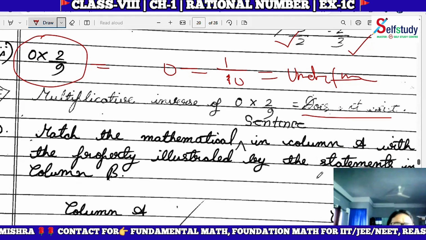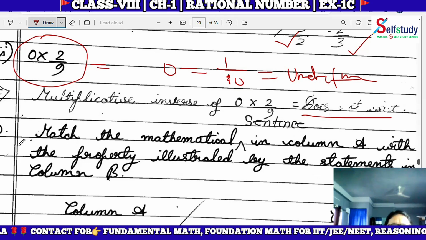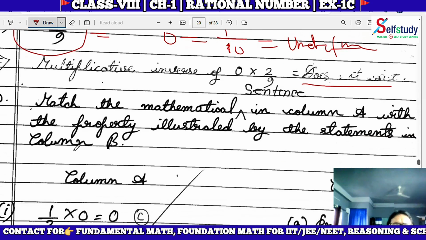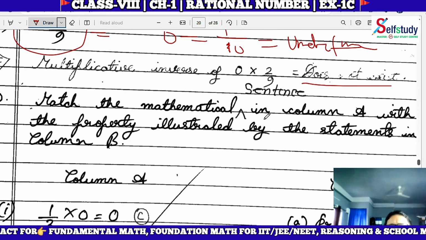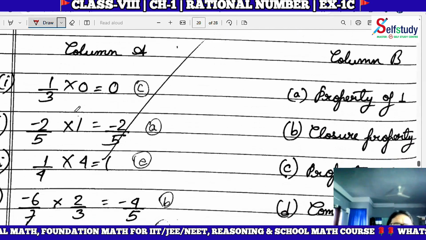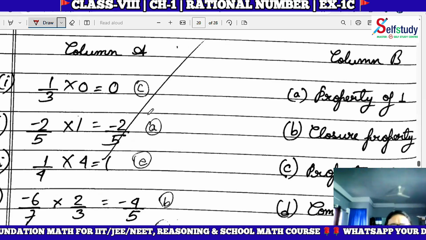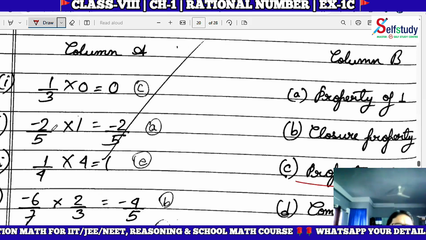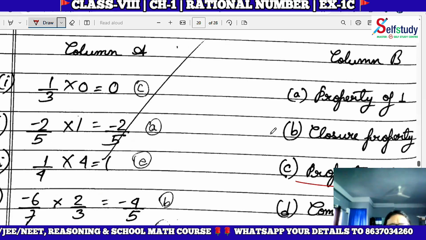Now question number 10. Match the mathematical sentence in column A with the property illustrated by the statement in column B. So children, 1 by 3 into 0 is 0. Which law is this? Property of 0. Minus 2 by 5 into 1 is minus 2 by 5. Which law is this? This is number A, property of 1.